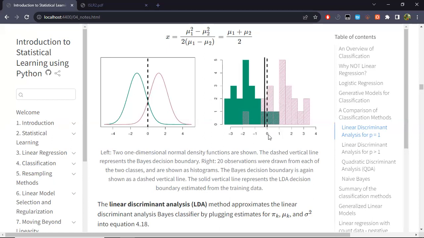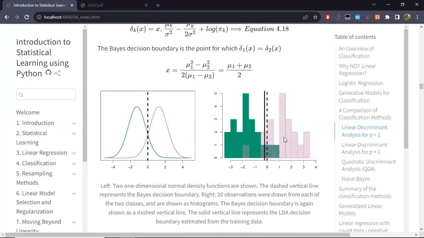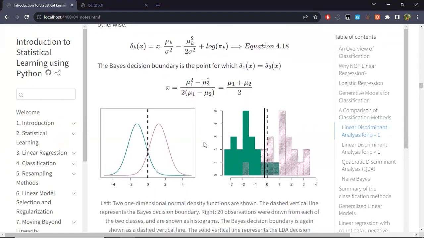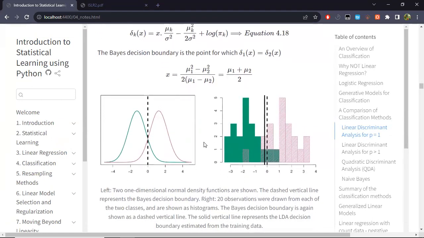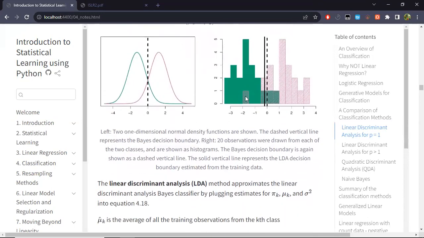So if x is greater than zero, for most cases you would be assigning a class related to this purple color. But if x is smaller than zero, then in most cases the model would assign a class of green. And as we can see over here, there will of course be some errors, so some observations have a different class than the one that the model predicts.